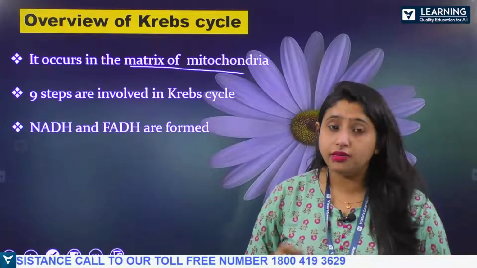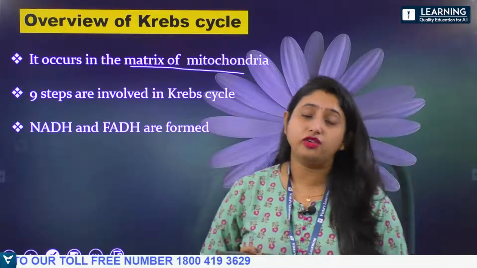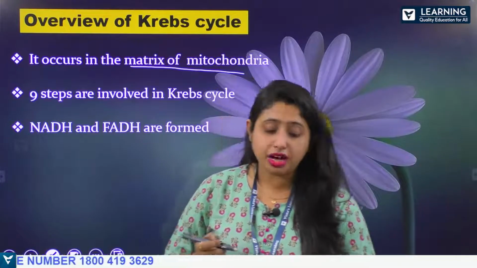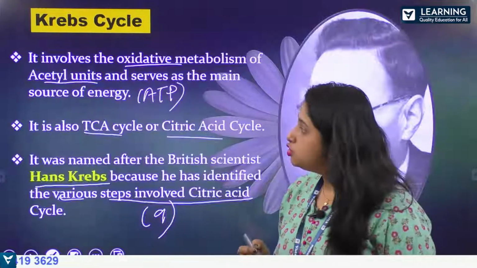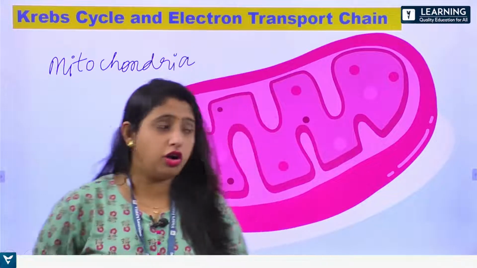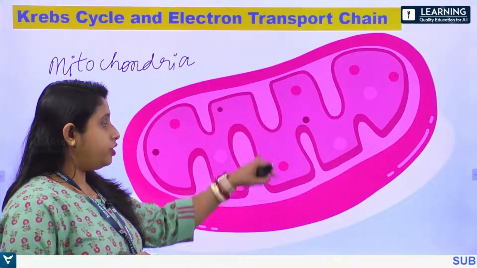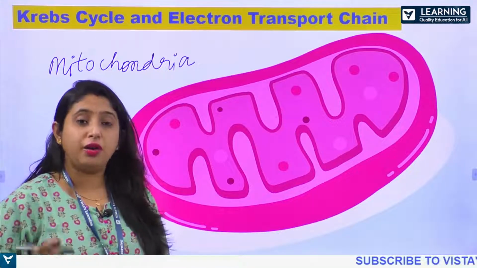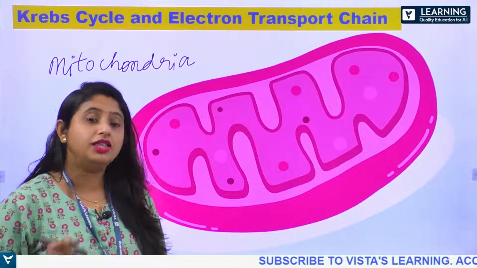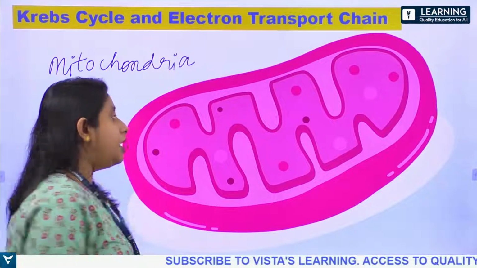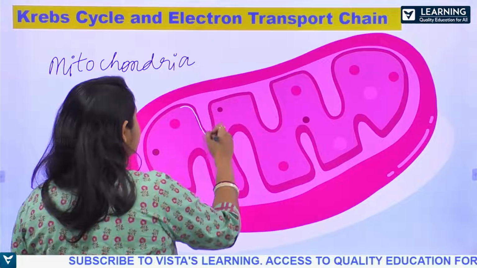So where does it occur? It occurs in the matrix of the mitochondria, that is, inside the inner membrane of the mitochondria. So which one is the matrix of the mitochondria? See, the mitochondria has two membranes, right? One is the outer membrane and the other is the inner membrane. The inner membrane has these cristae, right?